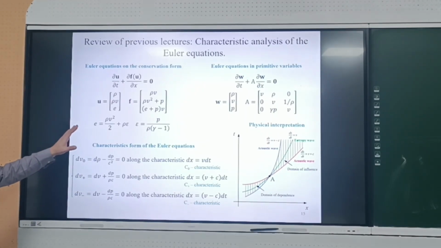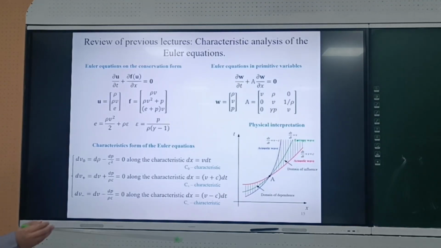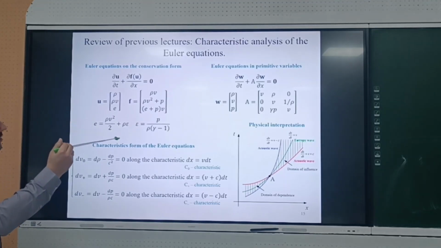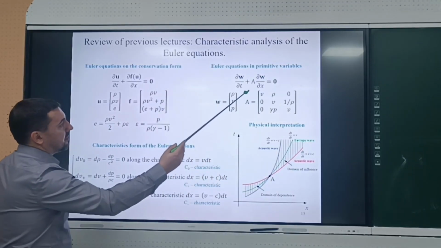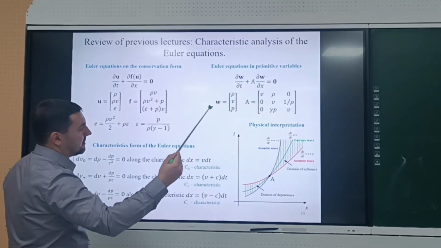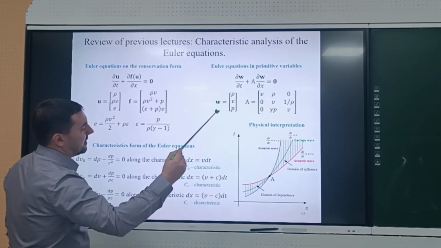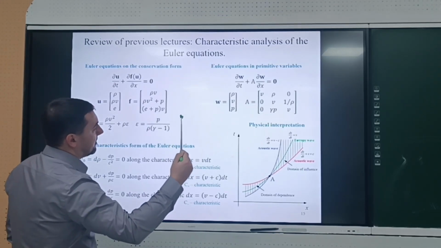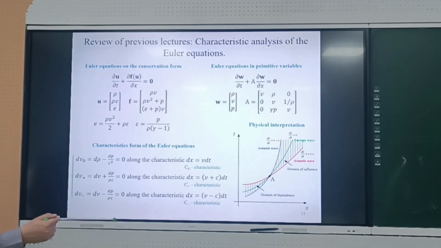So this is a review of the previous lecture, characteristic analysis of Euler equations. At that lecture we were interested in simple waves because we tried to construct the Riemann problem solution. We discussed that there is a conservation form of Euler equations in primitive variables. Then it's possible to diagonalize matrix A, use the same procedure, multiply by omega r to the left, both sides, and in this way we can obtain Euler equations in this form.